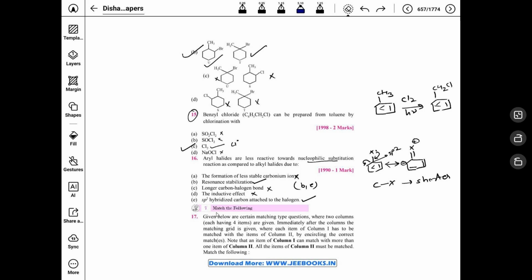Moving to question number 17, match the following. So in column 1 we have to match with column 2, and they are saying that it can match with more than one item. So let's check it.